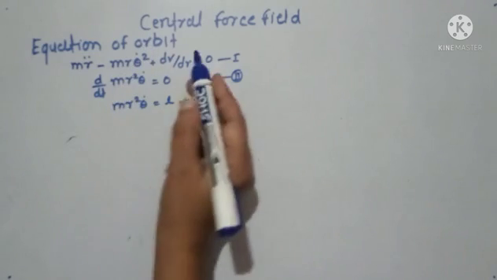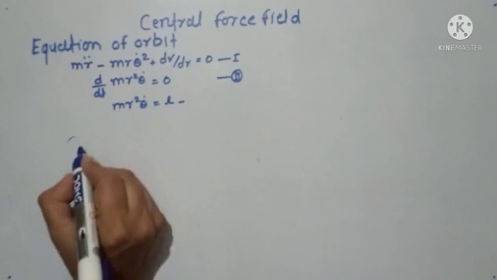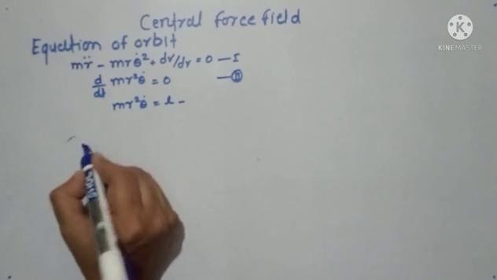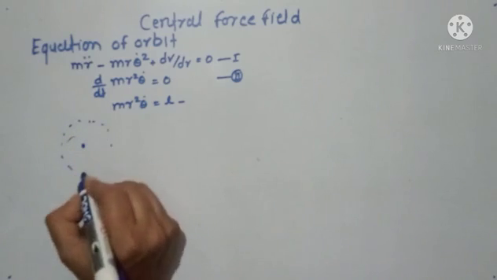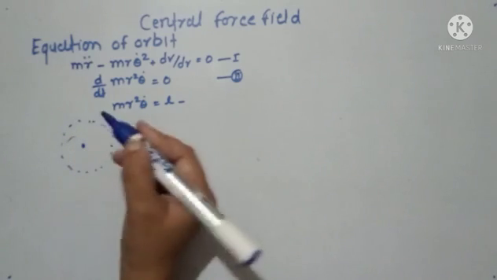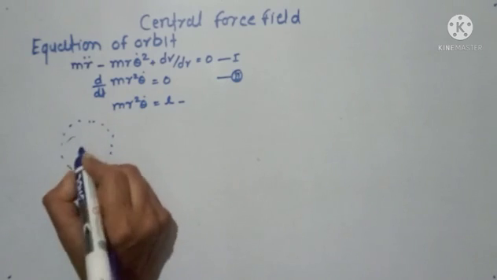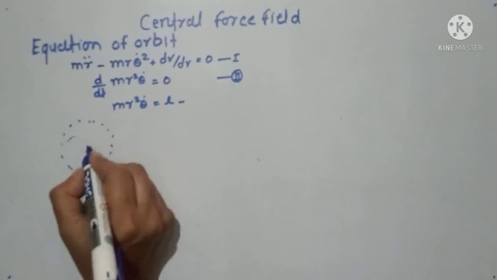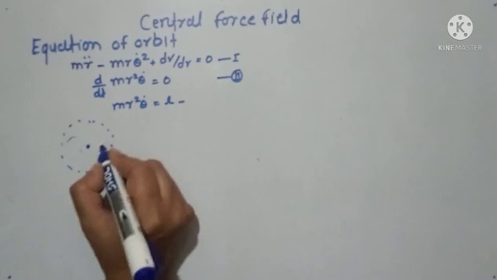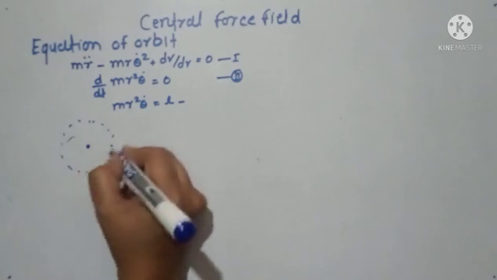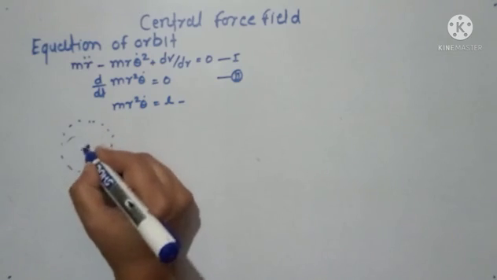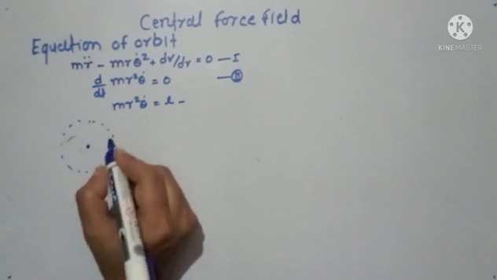Now why do we need to derive the equation of the orbit? Suppose this is the center of the central force field, and it is the potential field of that central force field. We know that the central force field is a force in which the potential is a function of only distance. It is independent of theta and phi, which we have seen in the introduction of the central force field.